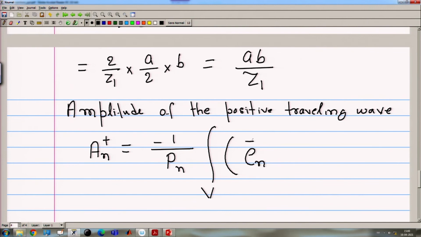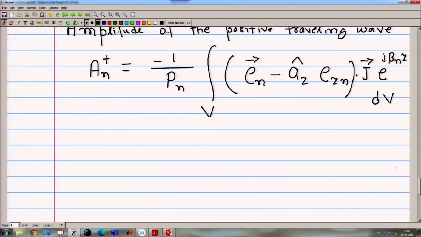of En minus Az into Ezn. So this is the z component of the electric field, and the first one is the transverse component we have separated. So this into J e to the power j beta n z into dV. So J is the surface current, and e to the power j beta n z into dV.